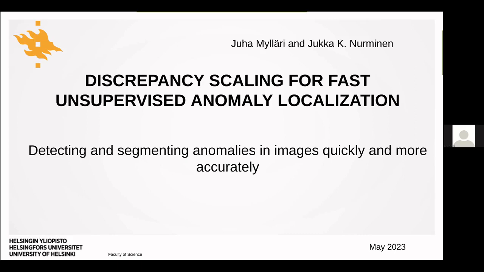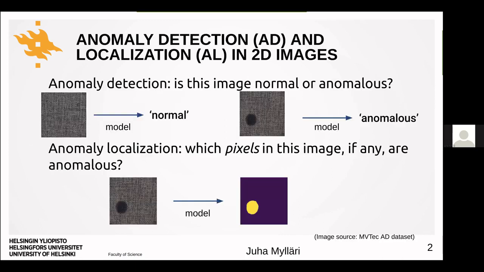Welcome to my presentation on discrepancy scaling for fast unsupervised anomaly localization, a paper by myself and Jukka K. Nurminen. So we're going to be talking about anomaly detection and anomaly localization in 2D images. But first, what are these two concepts and how do they differ?